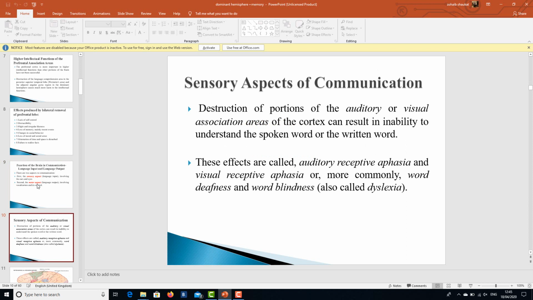Now, sensory aspects of communication. If there is destruction of portions of the auditory or visual association areas of the cortex, it can result in inability to understand the spoken word or written word. These effects are called auditory receptive aphasia and visual receptive aphasia, or more commonly, word deafness or word blindness, which is known as dyslexia.